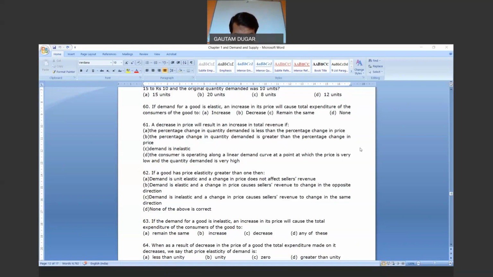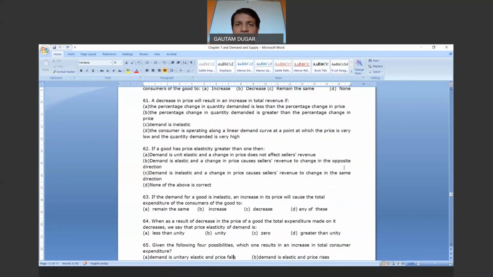61, please be careful about 61. All these questions are based upon the total expenditure method. Remember, total expenditure from the consumer's point of view is nothing but total revenue from the seller's point of view. So 61, a decrease in price will result in an increase in total revenue. Obviously, answer is B. That's a very good answer from Kushi, from Tanu.